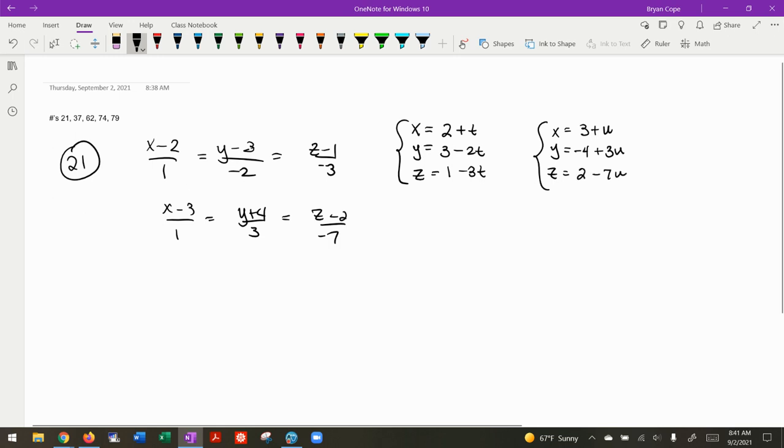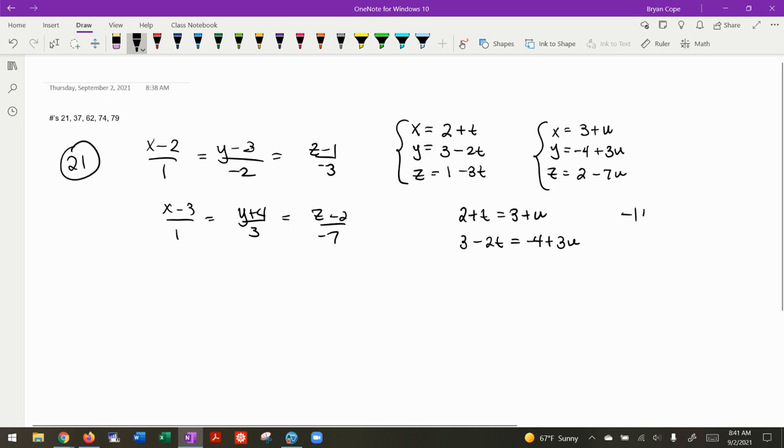So if the two lines are to intersect, they don't have to intersect at the same time, which is why we use a different parameter. It doesn't have to be like t equals 5 or something like that. So they do have to have the same coordinates, though. So 2 plus t needs to equal 3 plus u, and 3 minus 2t needs to equal negative 4 plus 3u. So let's just solve this by substitution.